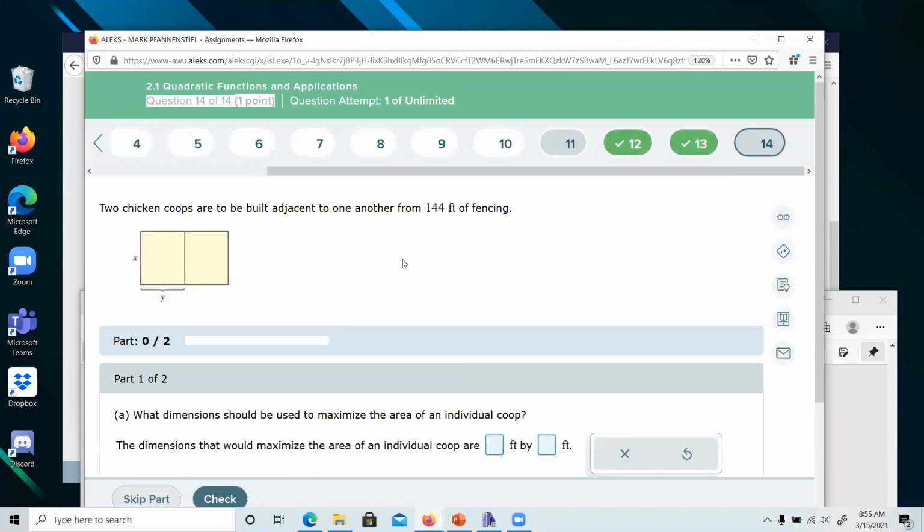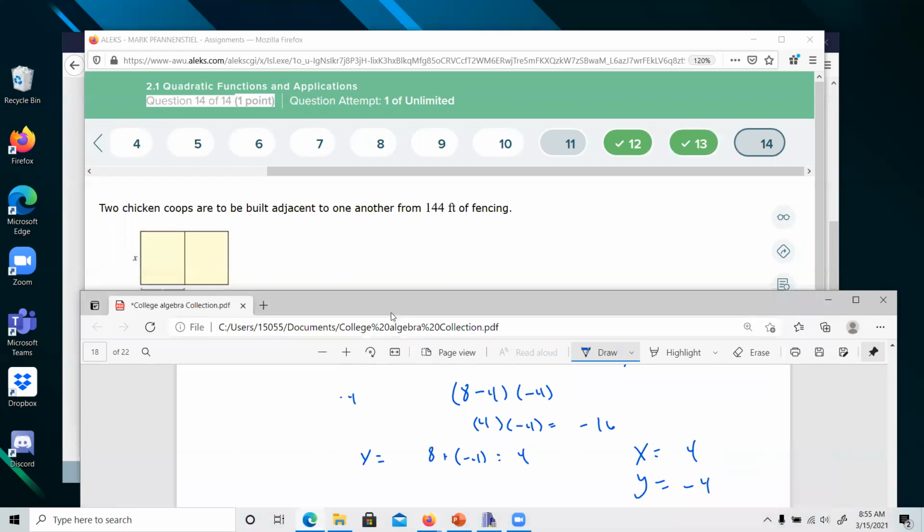All right, again, this is a very standard type of problem here. It says 2 chicken coops are to be built adjacent to one another from 144 feet of fencing. All right. What dimensions will be used to maximize the area of an individual coop? All right, and they even gave us a little drawing here, right? They said y is this little piece and x is that piece there. So let's go ahead and draw this.